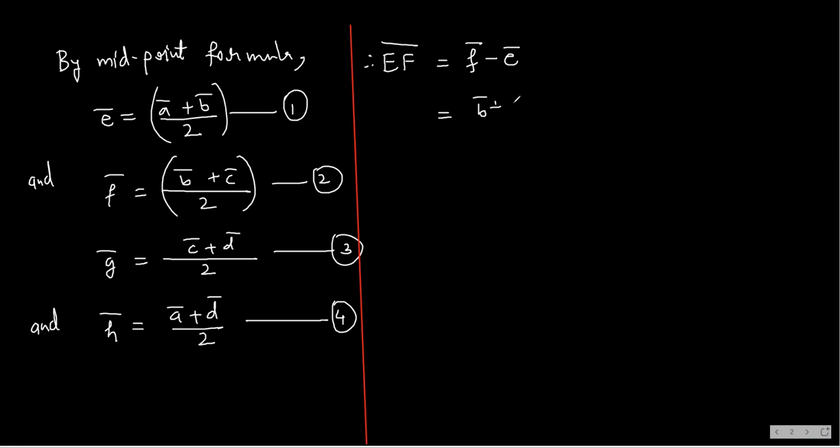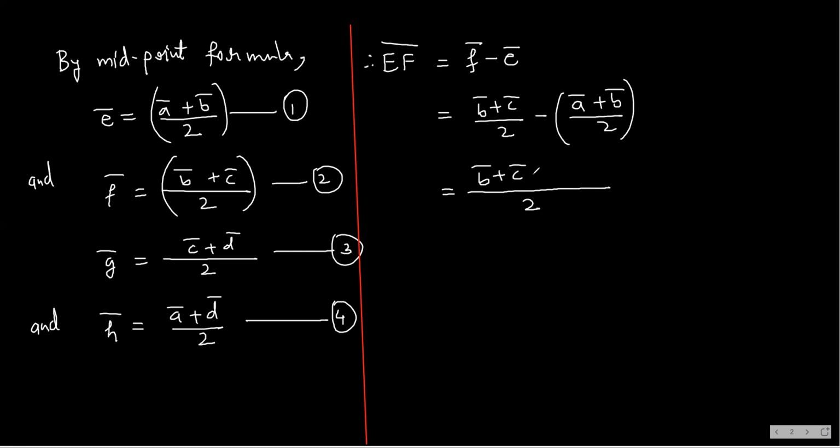I will get here B bar plus C bar by 2 minus A bar plus B bar by 2. So I have a common denominator 2 here. This is B bar plus C bar minus A bar minus B bar. B bar cancels. So I get here C bar minus A bar upon 2. This is EF bar, which is number 5.